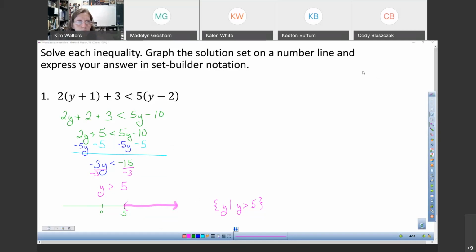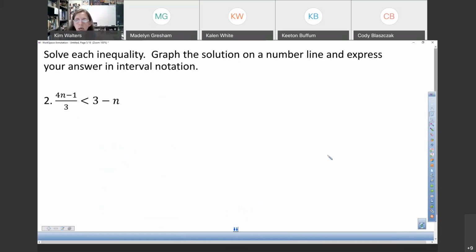Okay. So let's see what other fun things we can do today. So again, we're solving the inequality. We're graphing the solution on a number line. Now this time it says express your answer in interval notation. Does that change the way we're going to solve it? Absolutely not. We're going to solve it exactly the same way. We're just going to write our final answer as that interval.